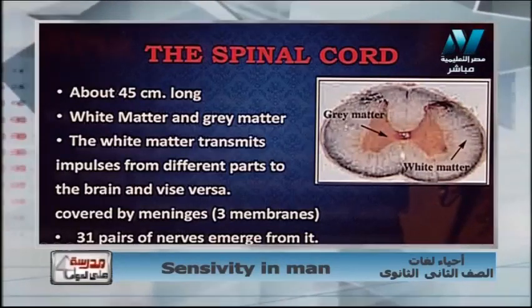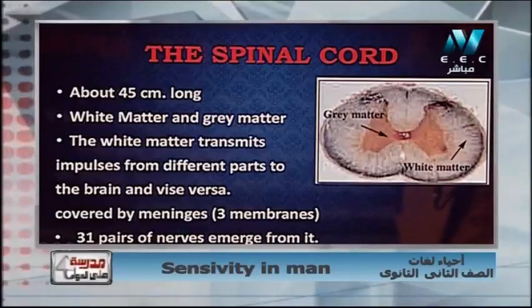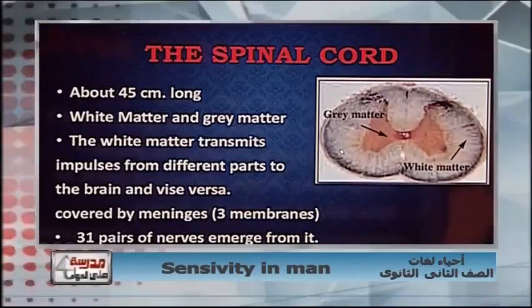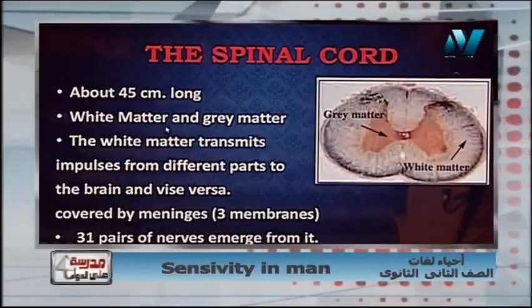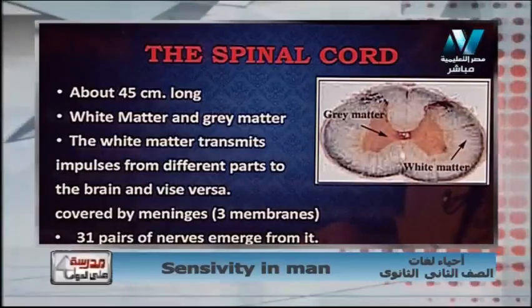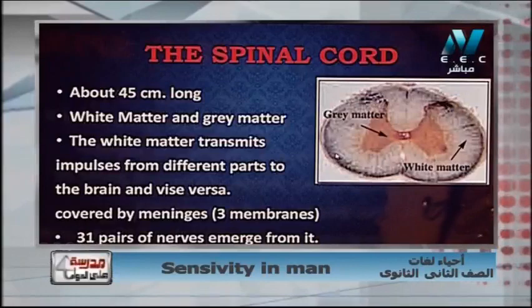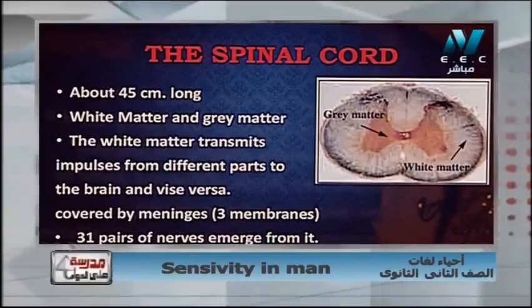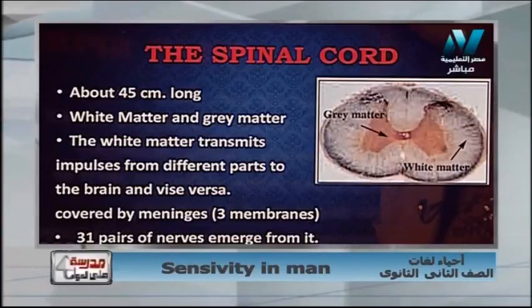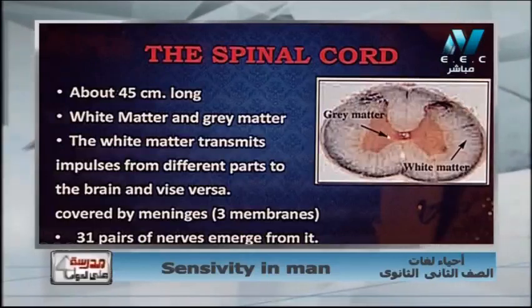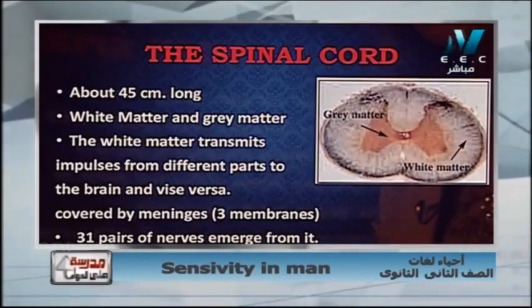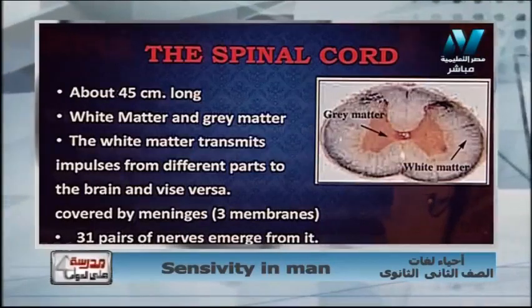And unlike the brain, we can find that the spinal cord has the white matter outside and the gray matter is inside, while the brain has the gray matter outside and the white matter is inside. Look at this picture and you can notice the two regions. The H-shaped part in the center of the spinal cord shows the gray matter, and the white matter is present outside.